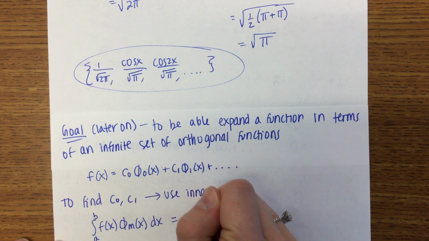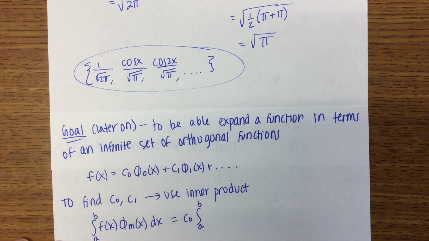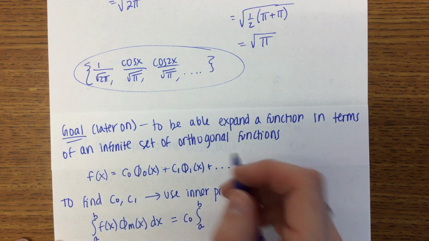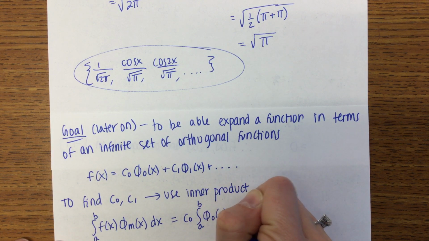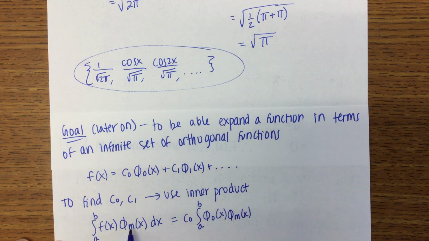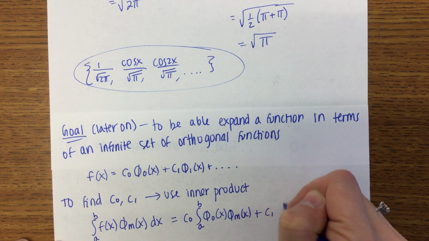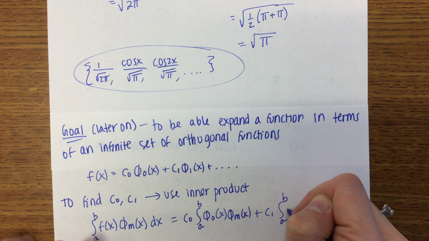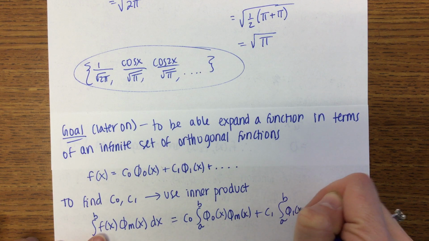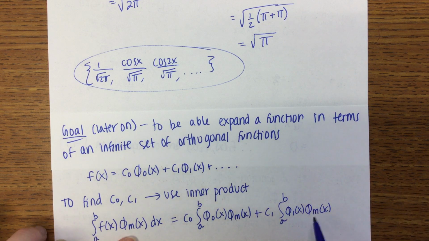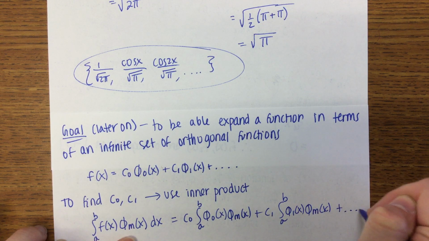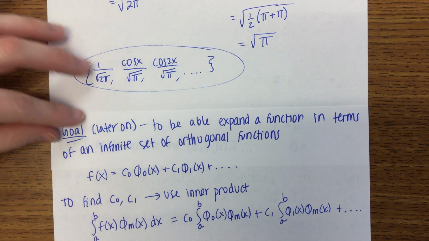That'll give us C0 times the inner product of the first function multiplied by this one, plus C1 times the inner product again of the second function from f of x multiplied by this again, etc.